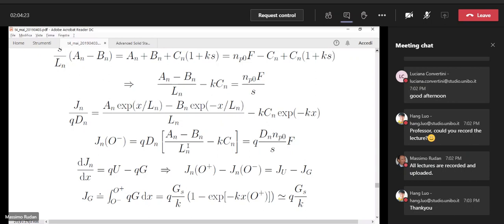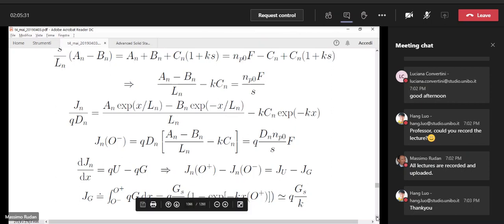At this point, we replace the values of An, Bn, and Cn, and amazingly, we find a very simple relation. So Jn at 0 minus is almost equal to the standard expression of Jn of 0 minus of the p-n junction, with only one exception that you remember. In the standard p-n junction, in the denominator we would have Ln, okay? In this case we have s, so there is a little change in the formula, okay? So Jn of 0 minus is almost the same as for the standard p-n junction, okay? We just replace Ln with s.